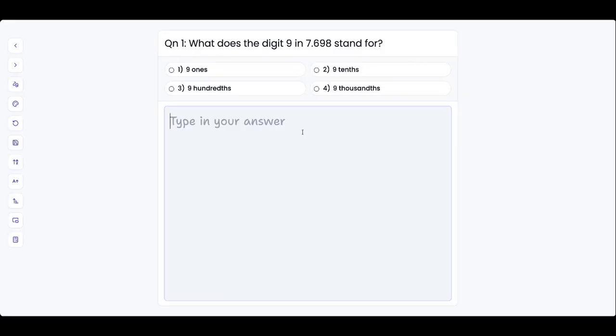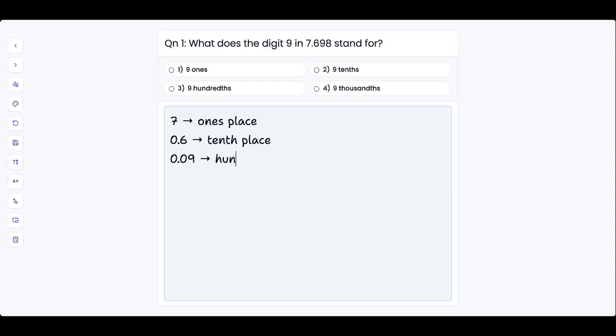Okay, so let's go through every single digit in this question. For the 7, we have it in the ones place. What about 0.6? Is it in the 1st place or the 10th place? So it's in the 10th place, right? And then same thing with 0.09. So what do you think its place is?